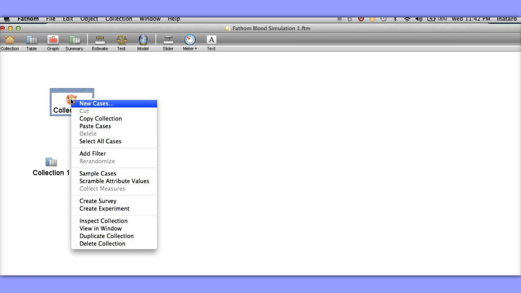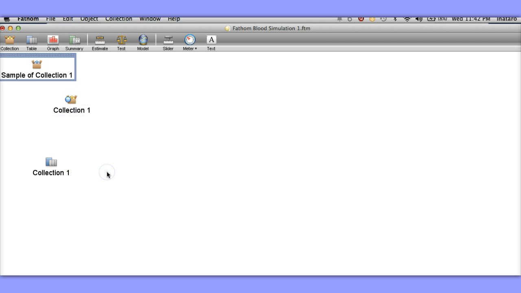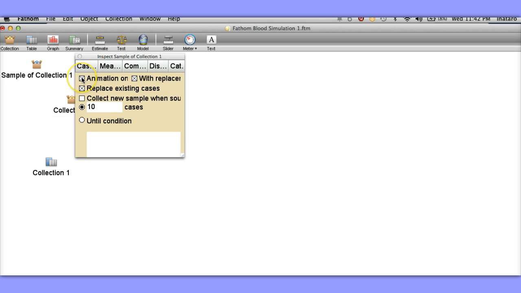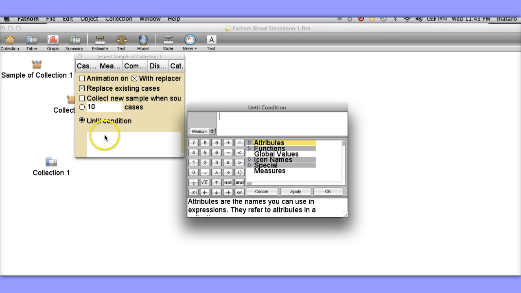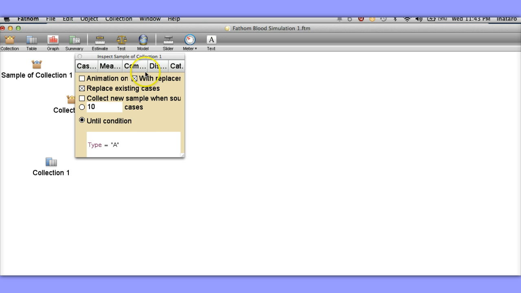Let's right-click on this and sample some cases. Notice we've selected 10 cases, but I don't want to select 10 cases. I want to select until we see a person with type A blood. In other words, I'm going to keep looking for donors until I find that person with type A blood.